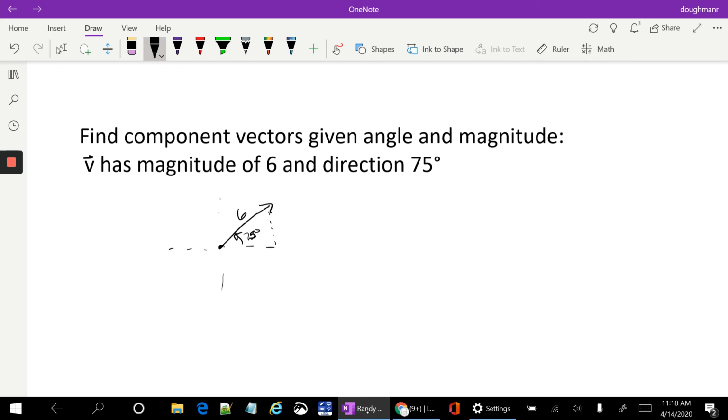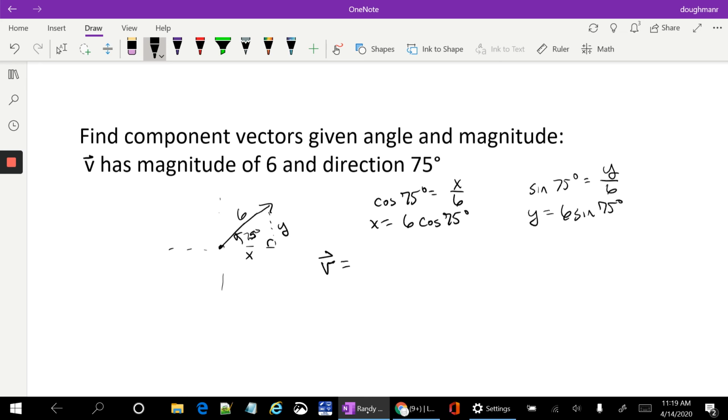Okay, so now we've got our right triangle here. I can find x and y. To find x, I know that cosine 75 equals x over 6, or x equals 6 cosine 75. And likewise, the sine of 75 degrees equals y over 6, or y equals 6 sine 75 degrees. So now we know that the vector v is simply 6 cosine 75, 6 sine 75 degrees.